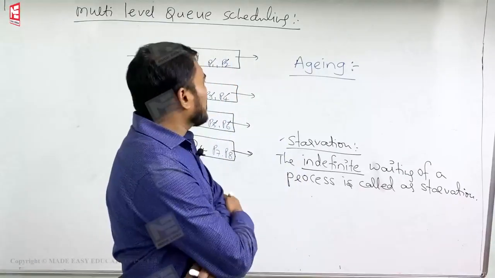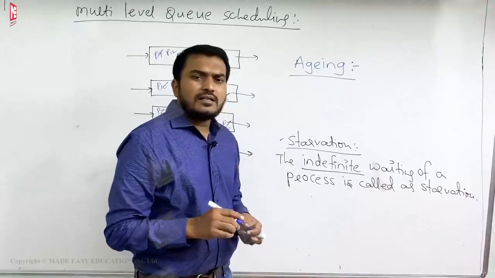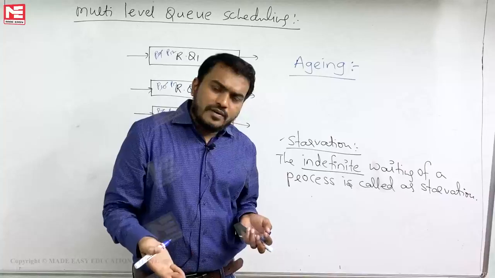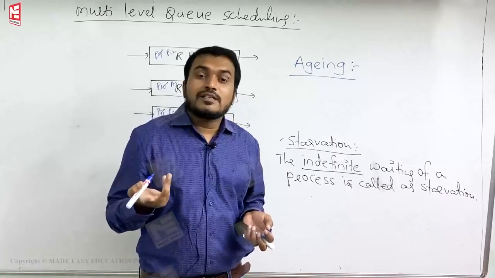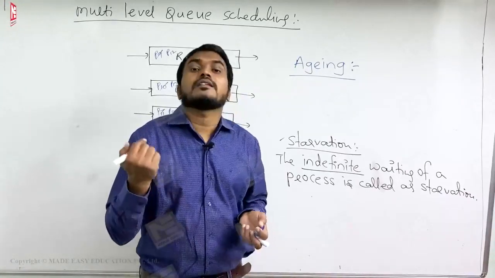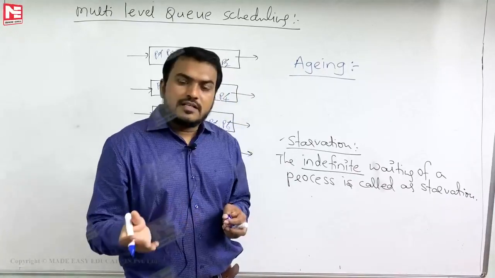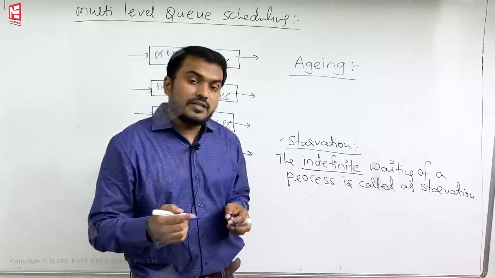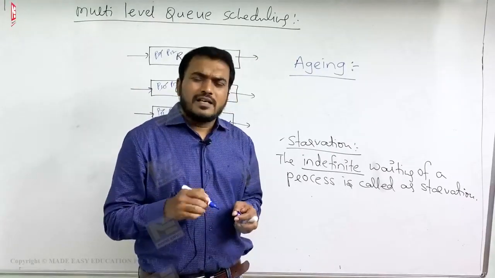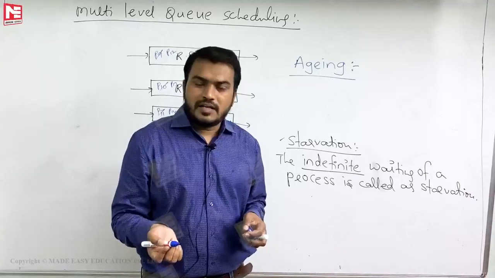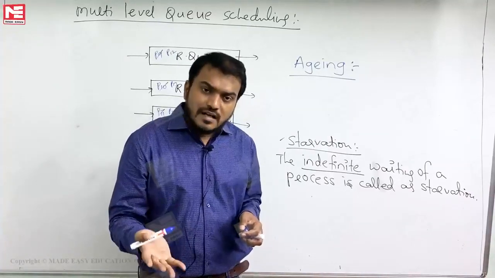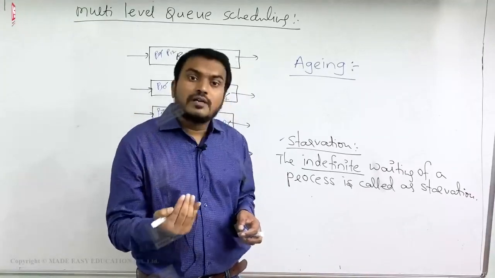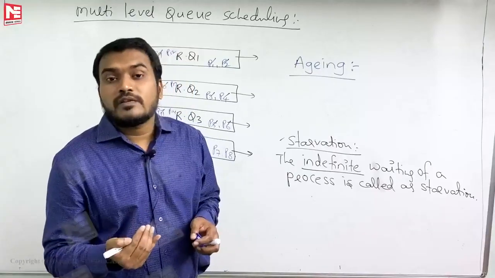So, aging is a very simple technique. The first point says: if the waiting time of a process increases, then obviously the priority of the process will be increased. Next, the second point: if the age of a process increases, what does age mean? Waiting time. Simple. By increasing the priority, the process will definitely get a chance to execute and the starvation problem will be avoided.